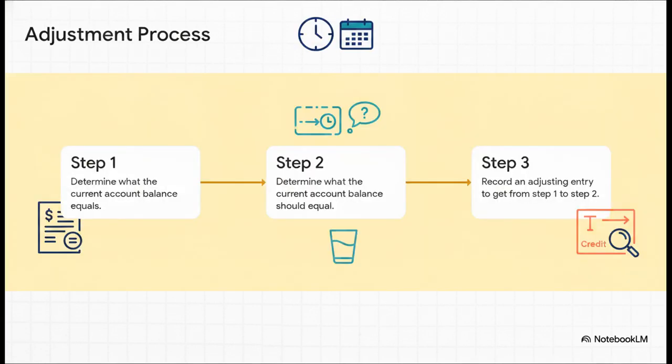So to adjust this fairly when we close our books on December 31st, we always use a really simple 3-step process. Step 1, what is the current account balance? Step 2, what should the balance equal now that some time has passed? And step 3, we just record an adjusting entry to bridge the gap between step 1 and step 2. This shows us exactly how much of that asset we've essentially used up.